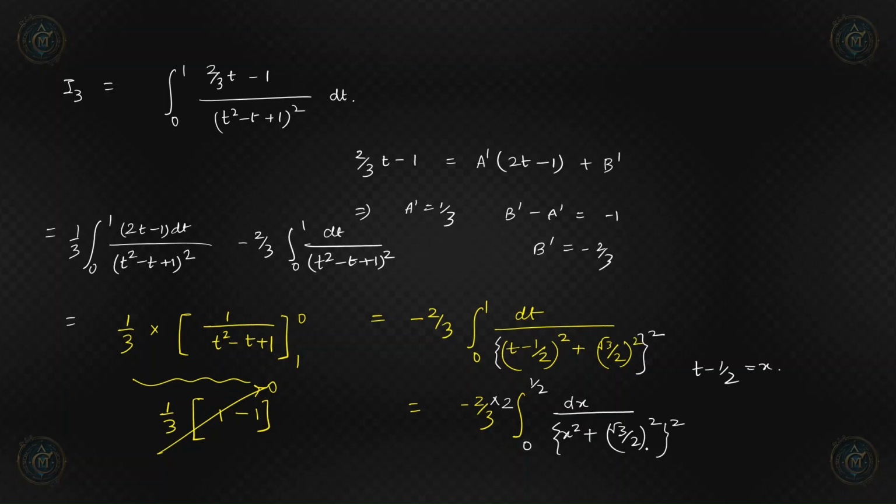Now the question is how to calculate this integral. We know the formula for the integral of dx divided by x² + a², but how do we calculate the integral of dx divided by (x² + a²)²? Or anything like that, (x² + a²) to the power n, where n is any natural number. How to calculate this? Let us see the process here.